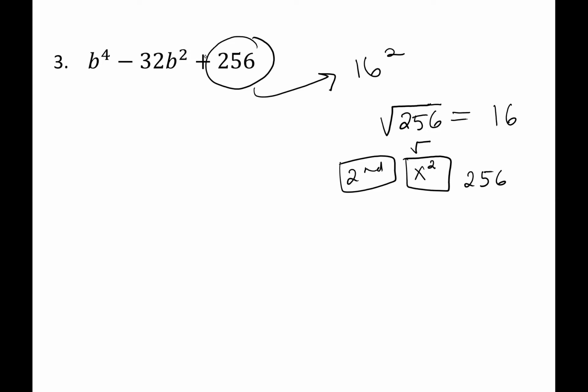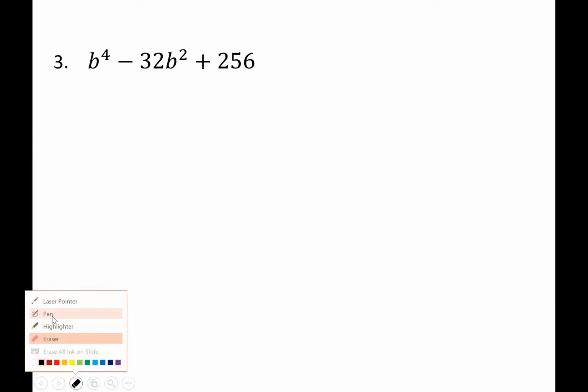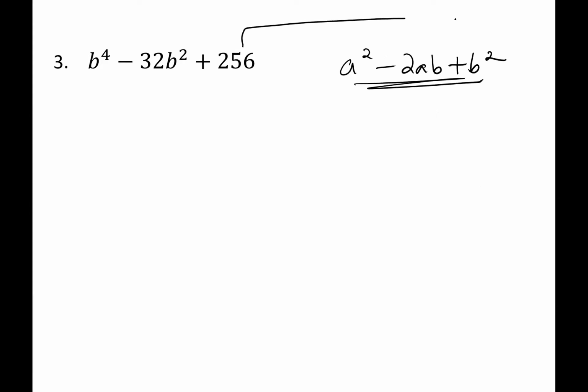Okay, so that's a good sign. Let's see. If 256 is a perfect square and equal to 16 squared, how is that going to help? Let's find out. All right, so I'm trying to figure out, is our trinomial in this form? Okay, so 256, that's a perfect square, that's 16 squared. b to the 4th, that's a perfect square because the exponent is even, so it's equal to b squared squared.